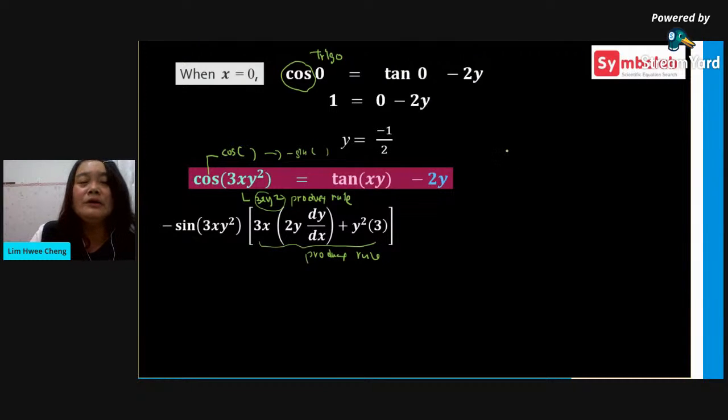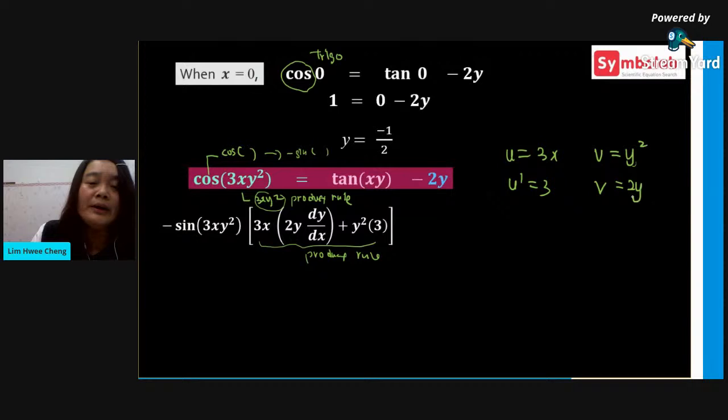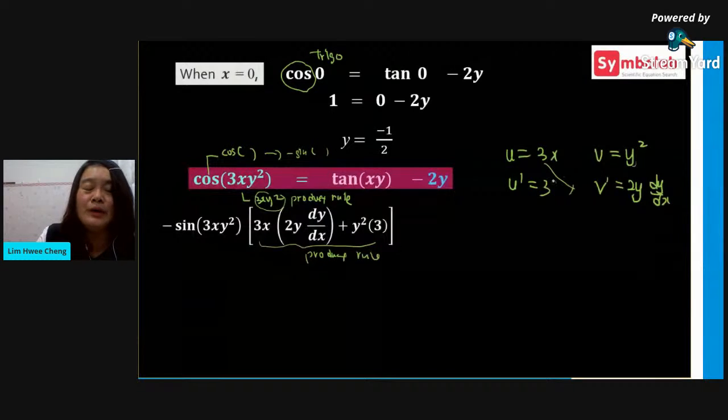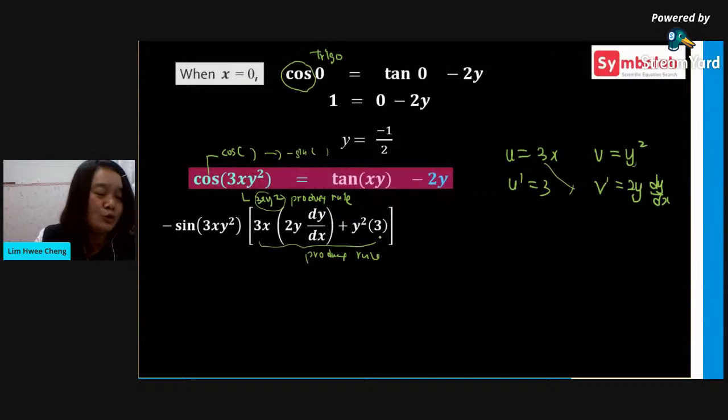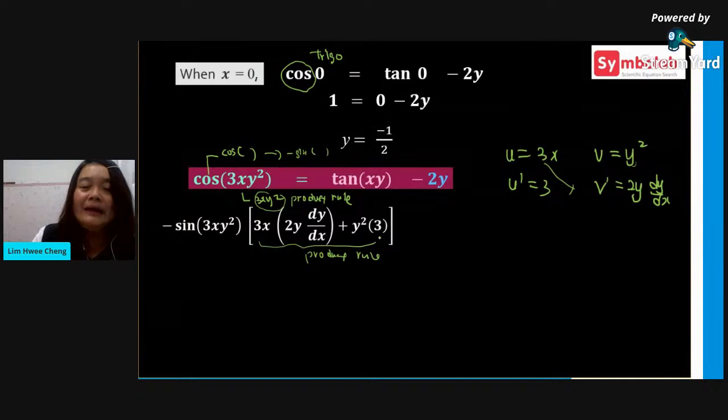So if u equals 3x and v equals y squared, your u prime will be 3. For v, class, you see this is a y term, so you are going to have 2y, and you add on dy/dx. This is why you have u v prime: 3x times 2y dy/dx, plus the v u prime, so it's y squared times 3. Okay, y squared times 3. Can? Only then you get this. Then equivalent.